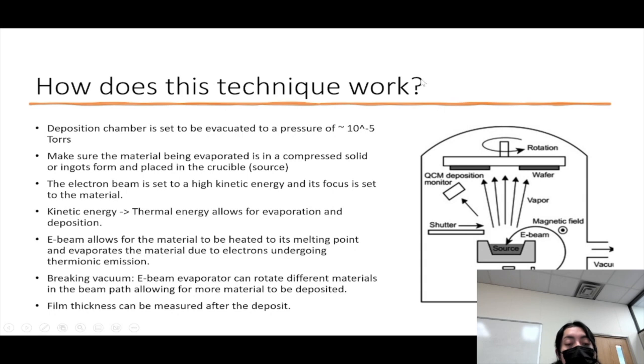The E-beam then allows the material to be heated to its melting point and evaporates the material due to electrons undergoing thermionic emission. And then, without breaking vacuum, the E-beam evaporator can rotate different materials into the beam path, allowing for more material to be deposited. After that, the film thickness can be measured after the deposition occurs.